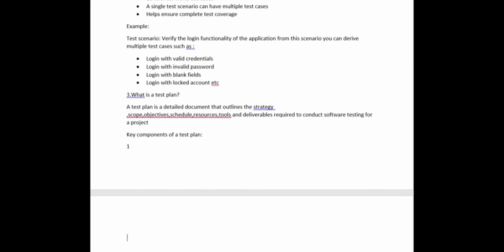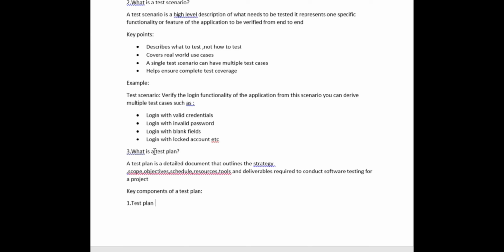Coming to the next question, what is a test plan? A test plan is a detailed document that outlines the strategy, scope, objectives, schedule, resources, tools, and deliverables required to conduct software testing for a project.